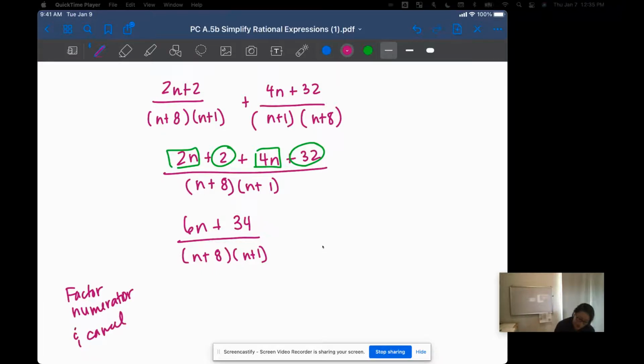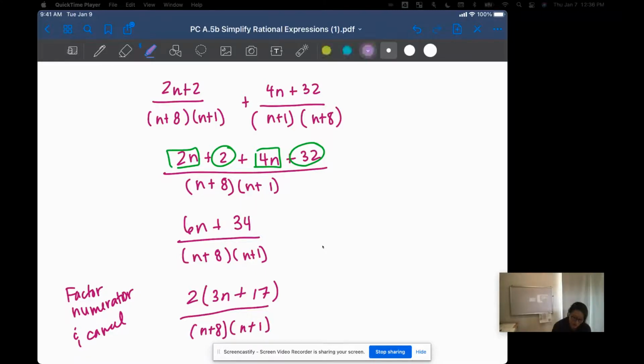So I'm going to factor out a GCF of 2. So I end up in the numerator with 2 times 3n plus 17 over n plus 8 times n plus 1. I have nothing that will cancel from the numerator and the denominator. So my answer is this. You can also, honestly, this second to last step is also a feasible answer. Okay.